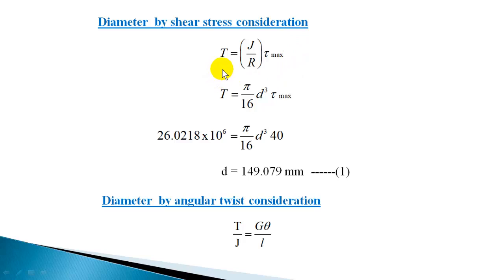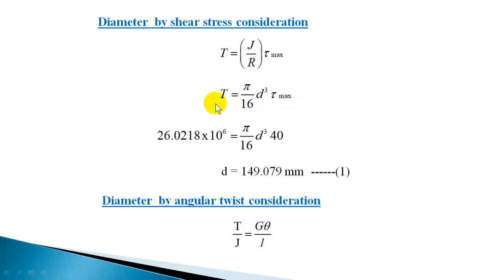So one part of the equation is T/J = tau max/R. That is one part of the torsion equation. The rearranged form is T = (J/R) × tau max, and J/R is the polar modulus, which for a solid shaft is pi/16 d³. So for a solid shaft you can always write T = pi/16 d³ × tau max.